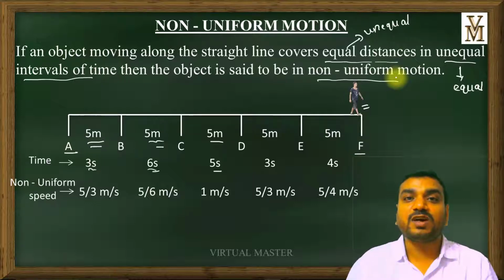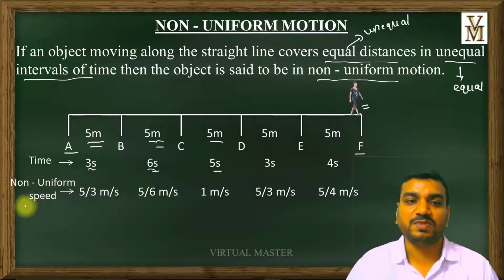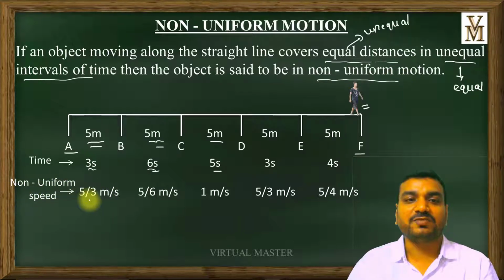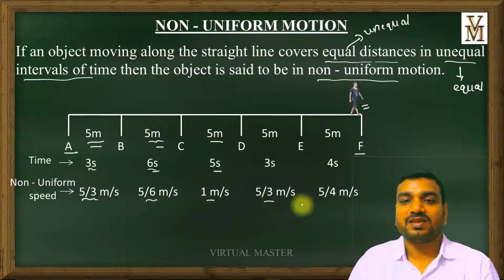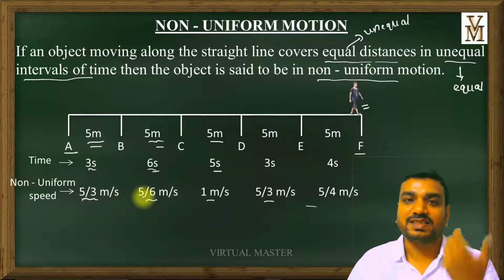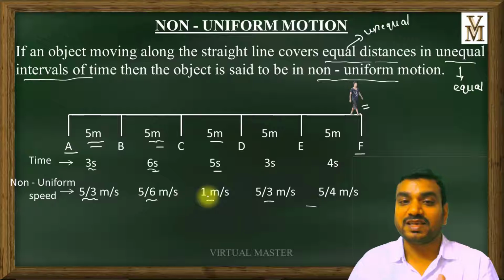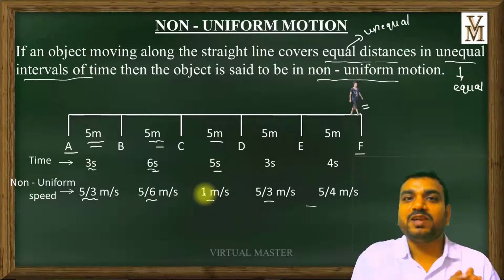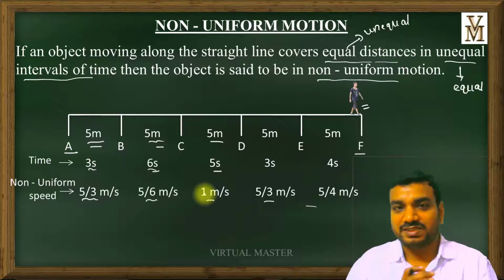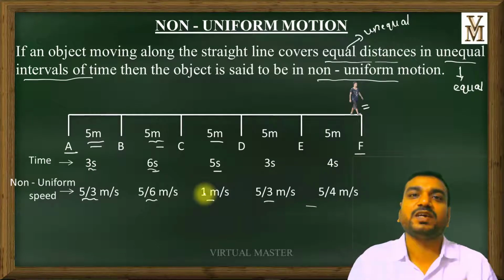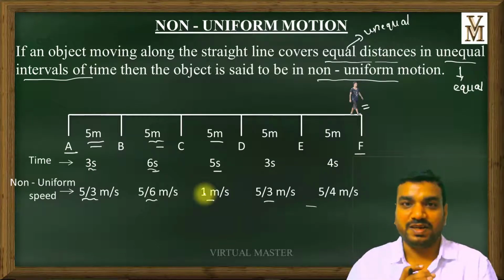The speed of an object in non-uniform motion is called non-uniform speed. You can see that at every instance the speed is different. At first the speed is 5 by 3 meters per second. In the second case the speed is 5 by 6 meters per second. In the third case it is 1 meter per second. So the speed is not the same at every instance of time, so it is said to be non-uniform speed.